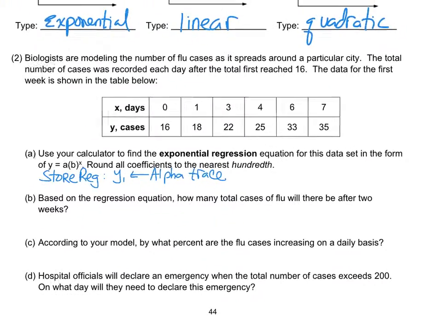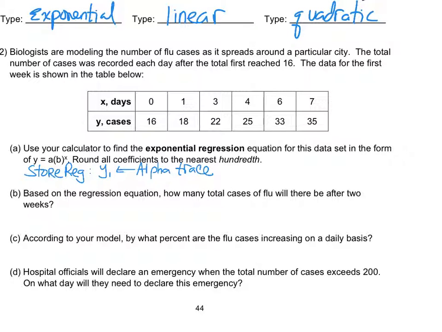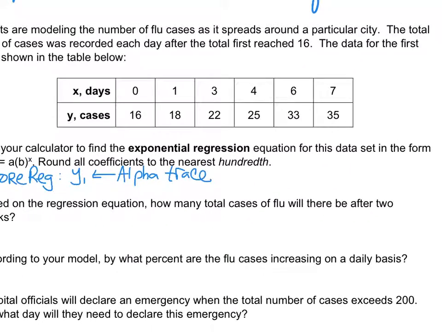It's asking us for y equals a times b to the x. So they give you the model at the top, which corresponds to that. It's just written in a slightly different form, using the caret instead of actually writing it as an exponent.